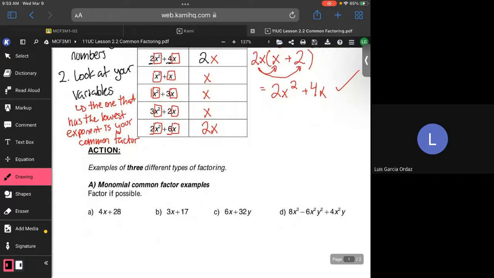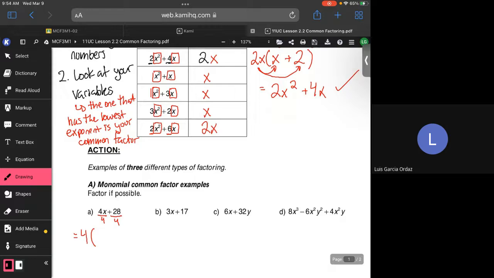So I have 4x plus 28. What's the biggest common factor between 4x and 28, Olivia? 4. So I'm going to take out a 4, which means I divide everything here by 4. So what's going to be in my bracket? But I want the biggest one possible. Does it have to be the biggest? Not necessarily all the time. Yeah. Brooklyn? Yep.